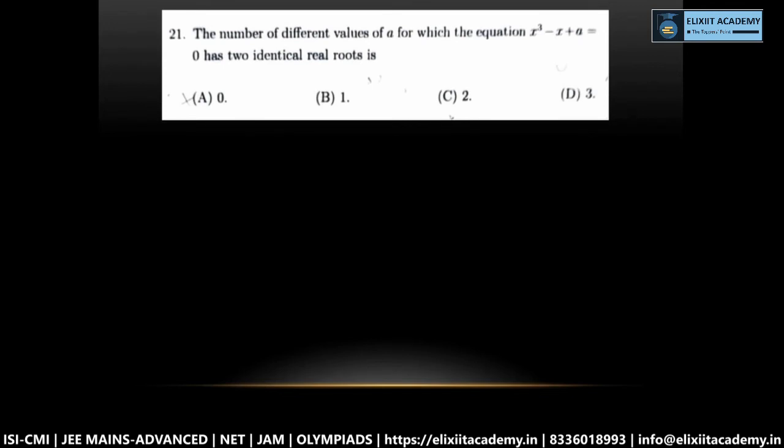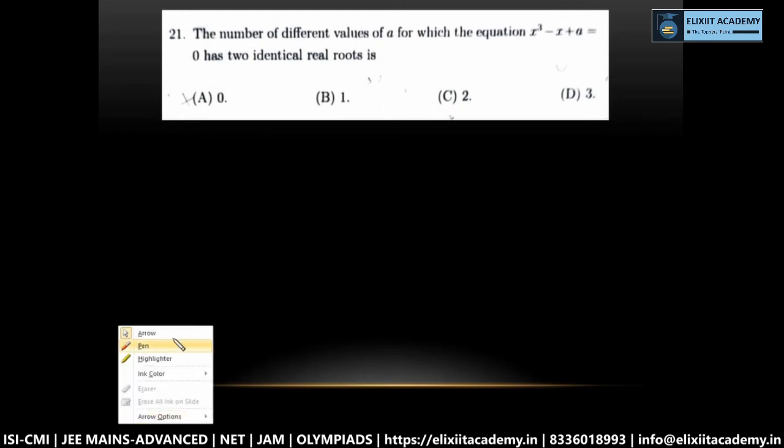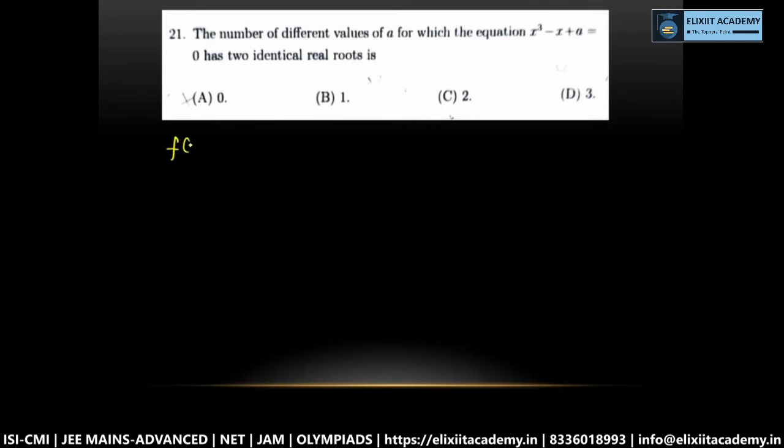Okay, the next one. The number of different values of a for which the equation x cube minus x plus a equals 0 has two identical real roots. The question is on identical roots. Let's say this is the function, f(x) = x cube minus x plus a = 0.